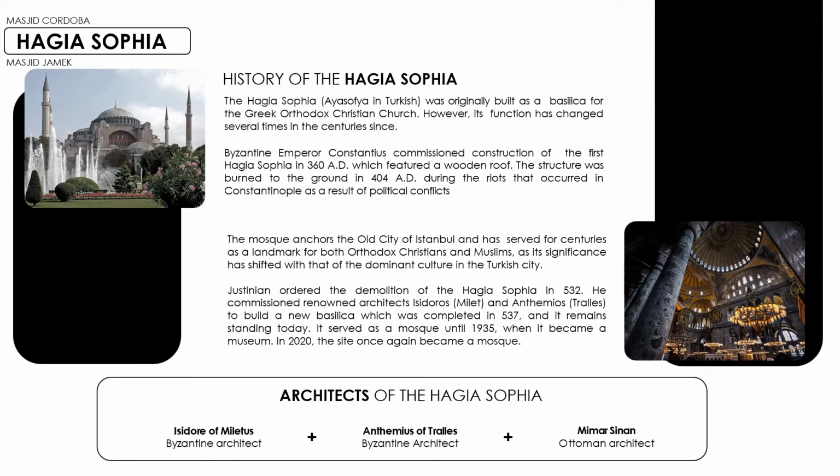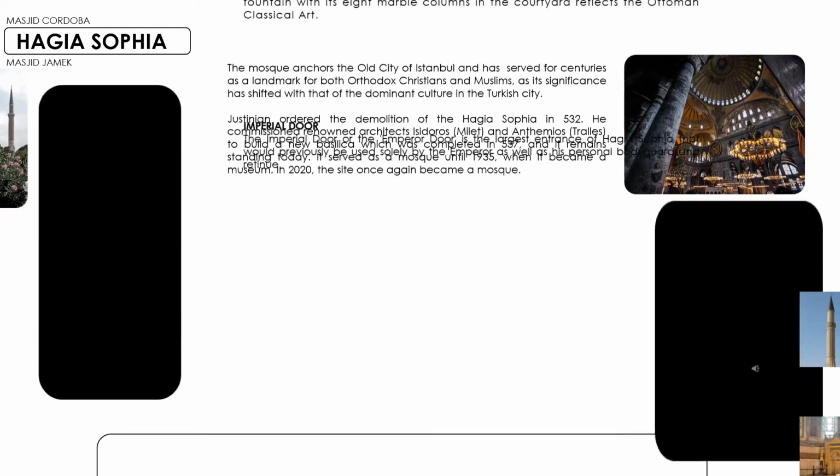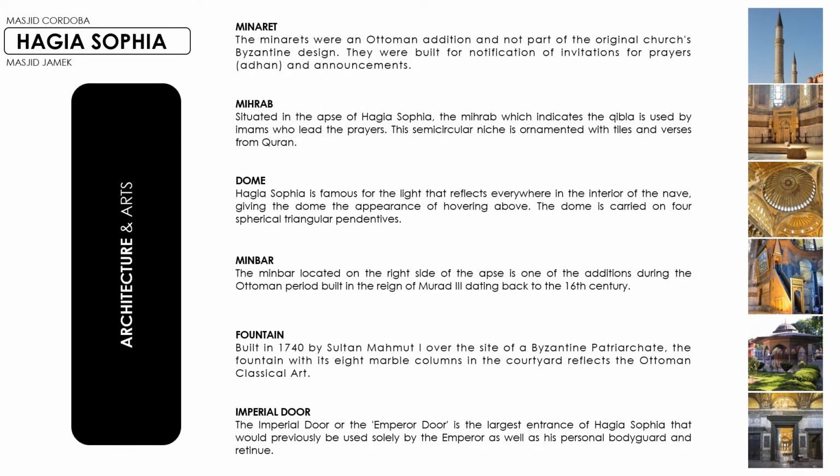The Byzantine Empire was terminated, however, when the Ottoman Sultan Mehmed II conquered Constantinople, after which a few significant changes were made to the Hagia Sophia Mosque. The minaret, mihrab, and mimbar were some of the few changes that were made by the Ottoman architect Mimar Sinan during the reign of the Ottoman Empire.